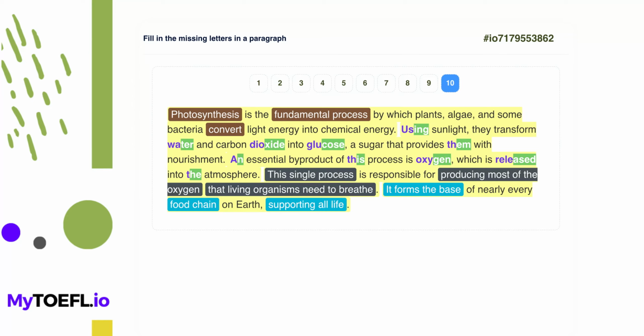Great job! We successfully used context clues and definitions found later in the text to fill in the missing words. Remember, reading the whole passage first is a powerful strategy to find answers that might be hidden in the surrounding sentences. Keep practicing this technique to improve your speed and accuracy.